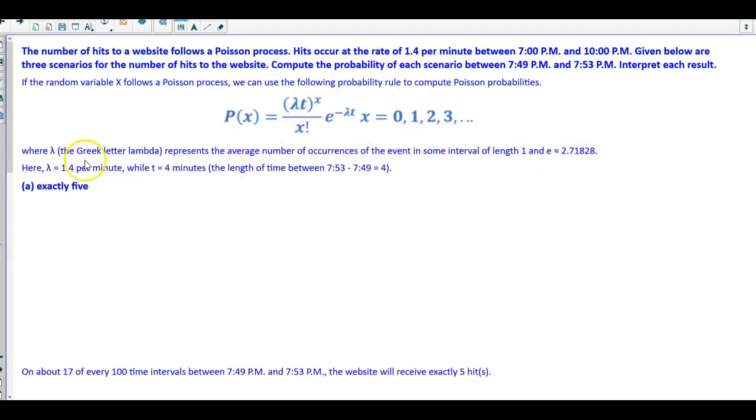So in this example, lambda is going to represent the value of 1.4. And then we also know that t is going to represent the time between 7:49 p.m. and 7:53 p.m. So if we take 7:53 and subtract 7:49, we get the value of 4. Therefore t is going to equal 4.